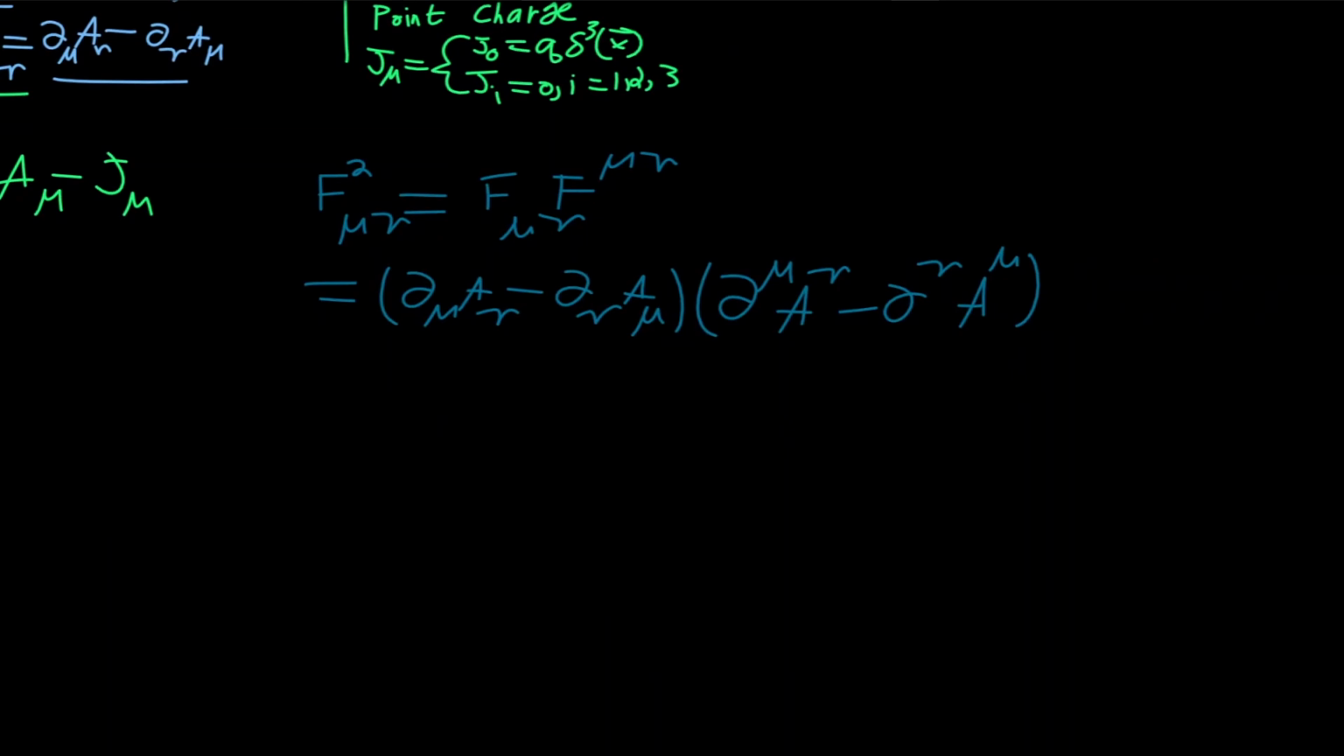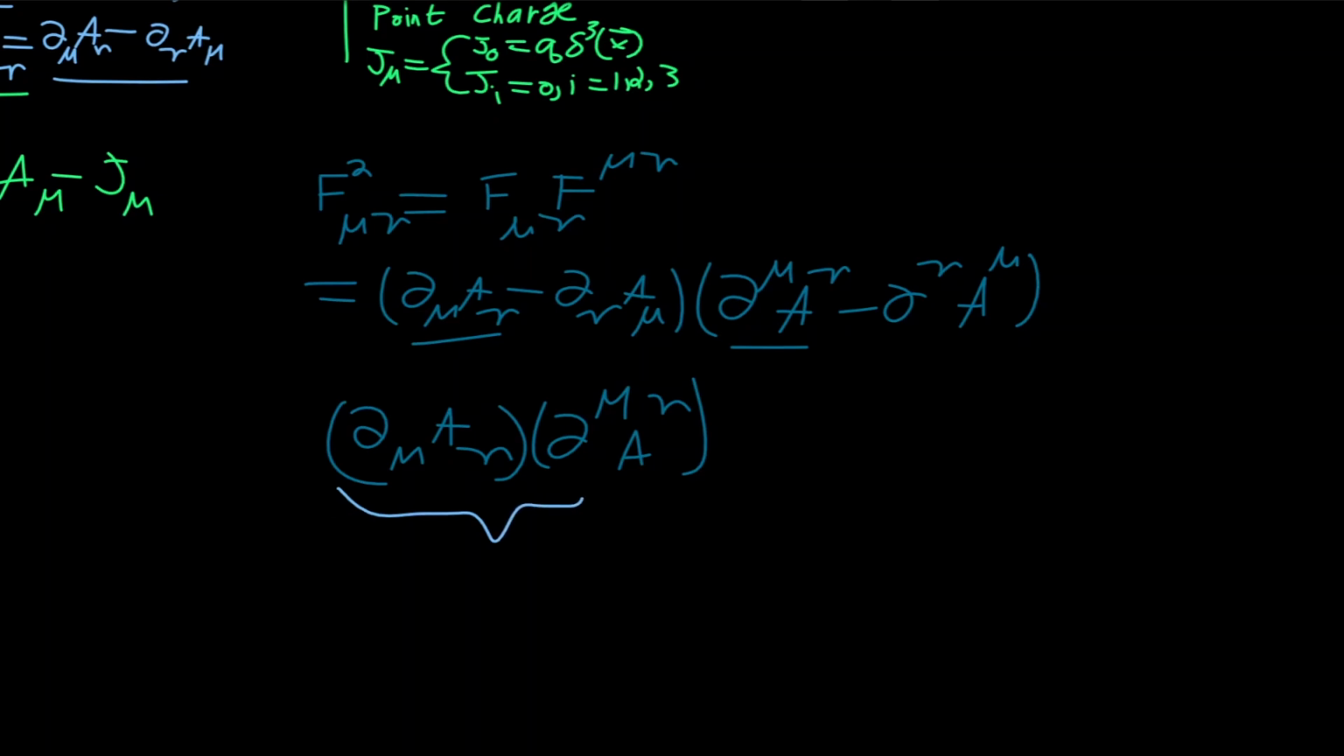Well, let's just go term by term. These first two terms, what do these give us? They give us partial mu A nu, and then I'm going to put parentheses here, partial mu A nu. But we can write that quite nicely as a shorthand. We can just say that this right here is partial mu A nu squared. Well, great. That's at least one of the four terms down.